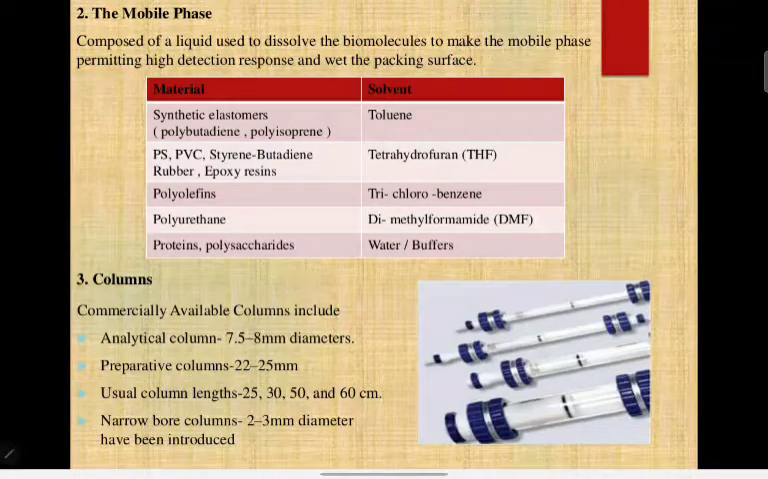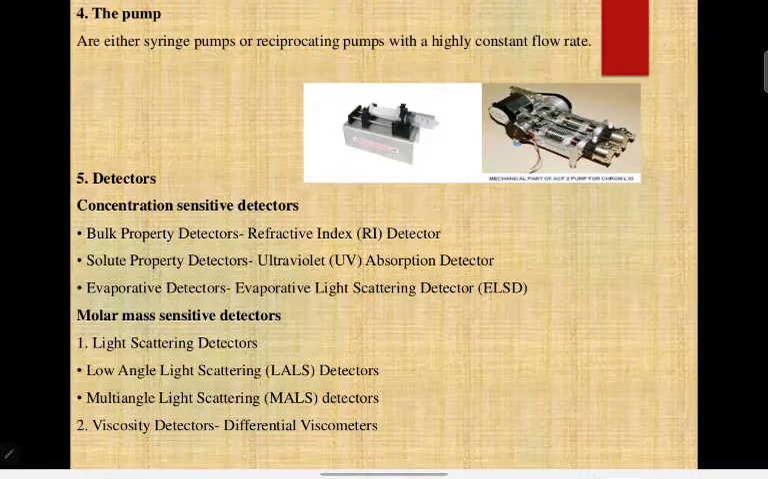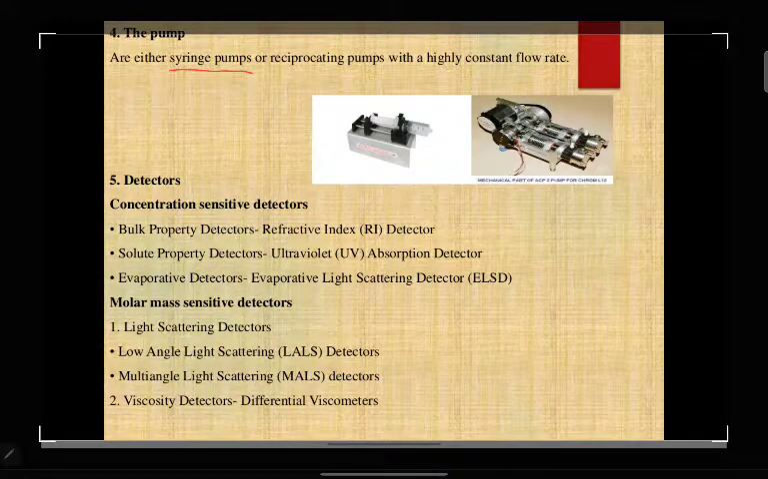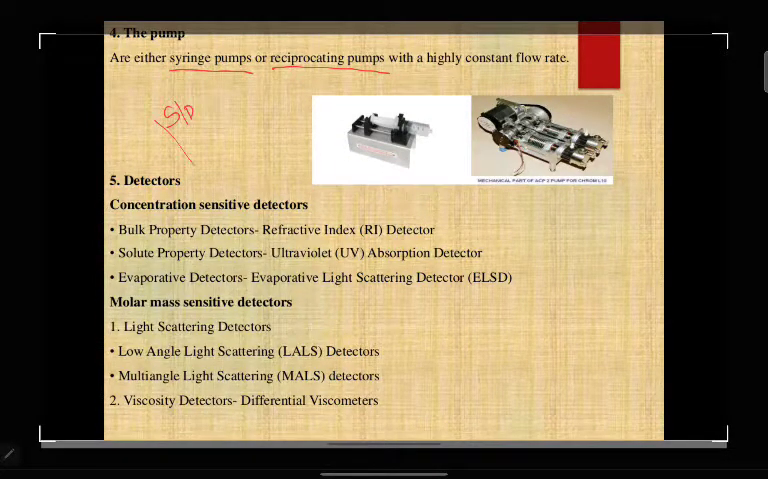Internal diameter will be very low, which is a 2 to 3 millimeter diameter. Okay, so now third parameter also over, moving to the fourth one, pump. So pump we are going to use for injecting your sample along with your mobile phase. Normally we are using syringe type of pumps or reciprocating type of pumps. Stationary phase, I mean gel, you are filling inside the column.